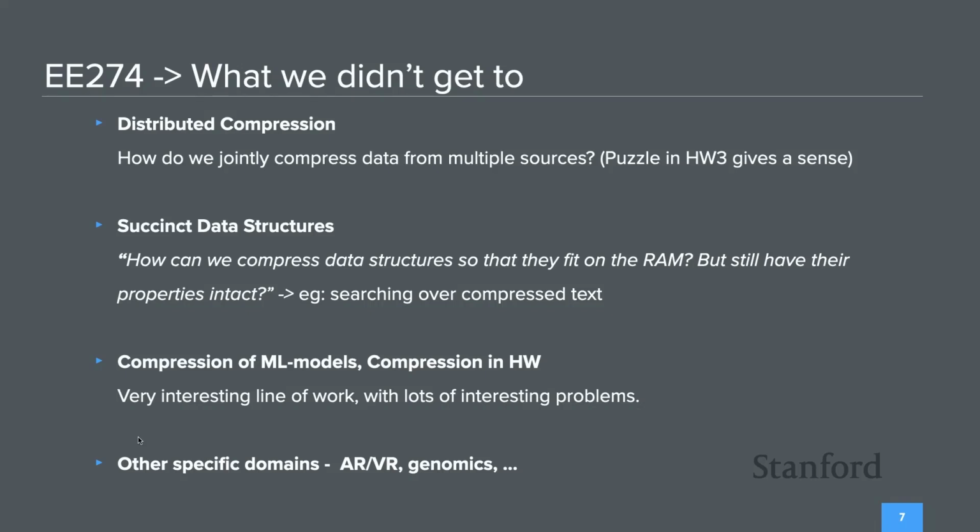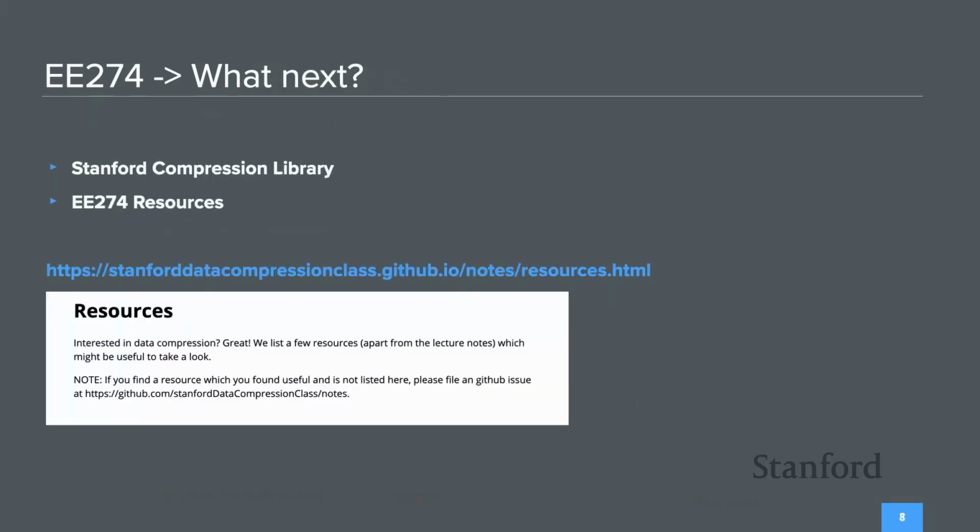So, some parts we got to, some parts we didn't get to, but hopefully you enjoyed it. So what next? If you liked the class, or even if you didn't, there are these resources available to you. One is the Stanford Compression Library. You have used it for your homework. There are parts you might not have seen as part of the homework. We will try to keep improving it over the years.